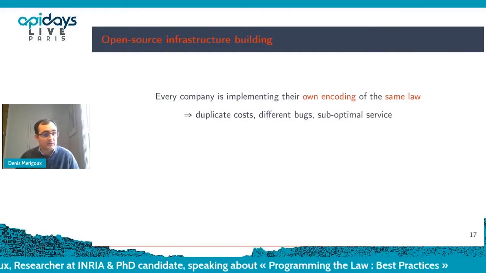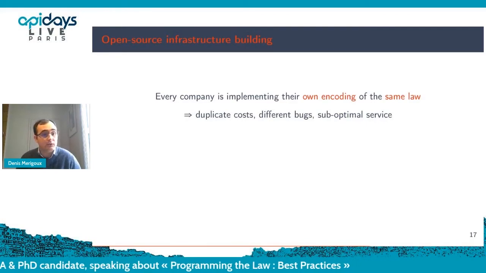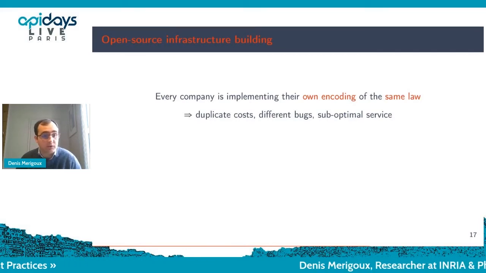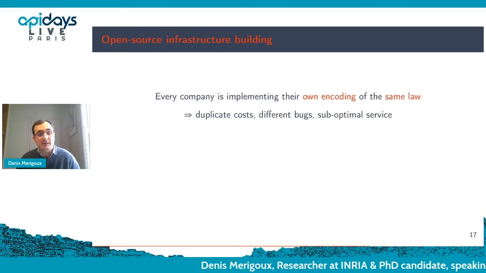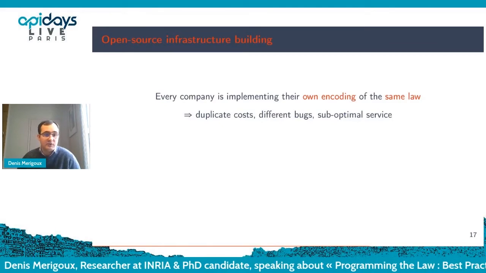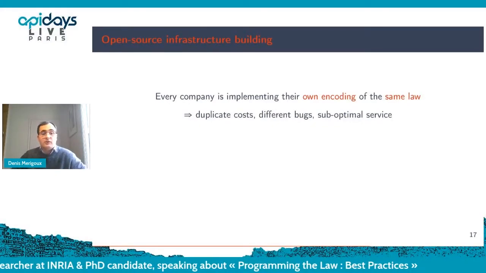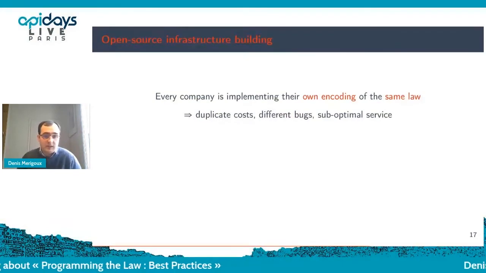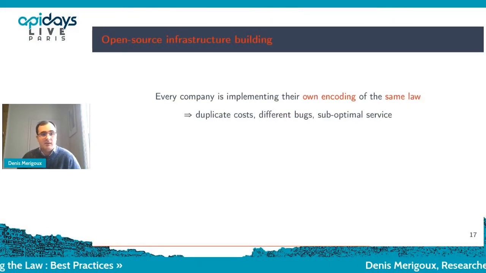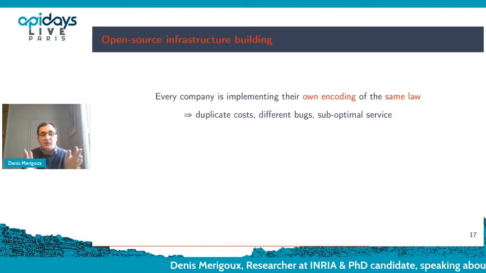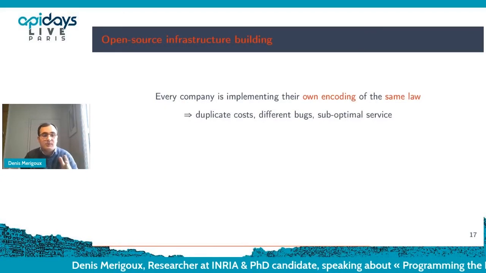And of course, as an open source enthusiast, I would highly encourage you, even though you're mostly working in private companies, to consider your legal encoding into code as an infrastructure, and then to pool it in common. Because if every company is doing their own encoding of the same law, then you're going to duplicate costs between all the companies. All the implementations will have different bugs. And then the user that might want to select one company or the other will have suboptimal service, because basically every company will have their own bugs and their own interpretation of the law.